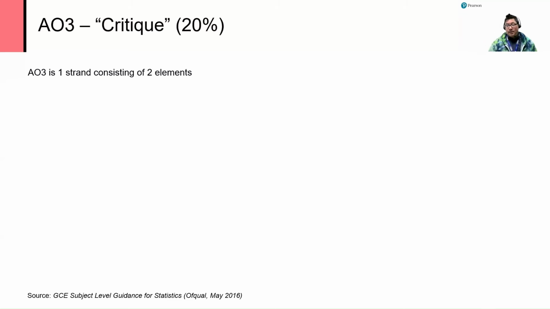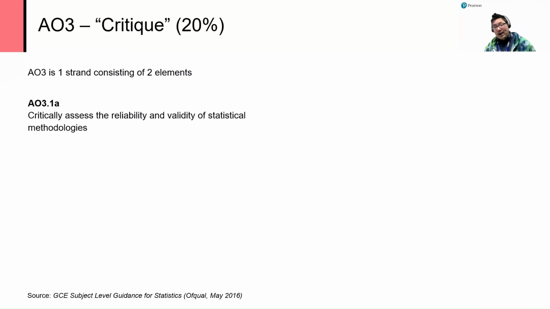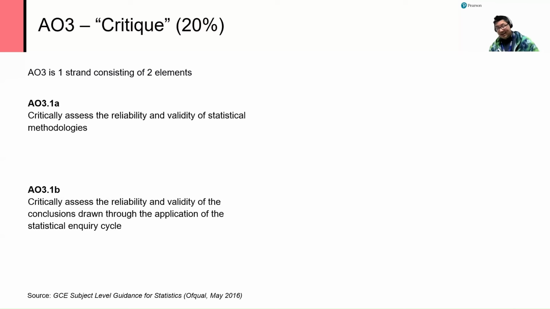Now, AO3 is the critique. Again, it's one strand that contains two elements. AO 3.1a is, can you critically assess the reliability and validity of statistical methodologies? And AO 3.1b is the same thing again, but for the conclusions that are drawn through the application of the statistical inquiry cycle.